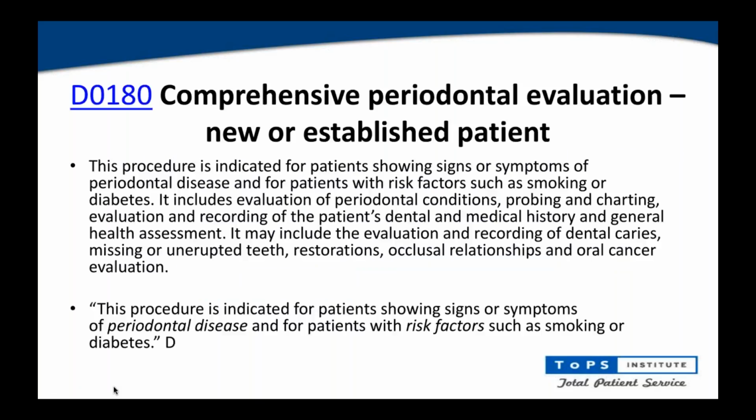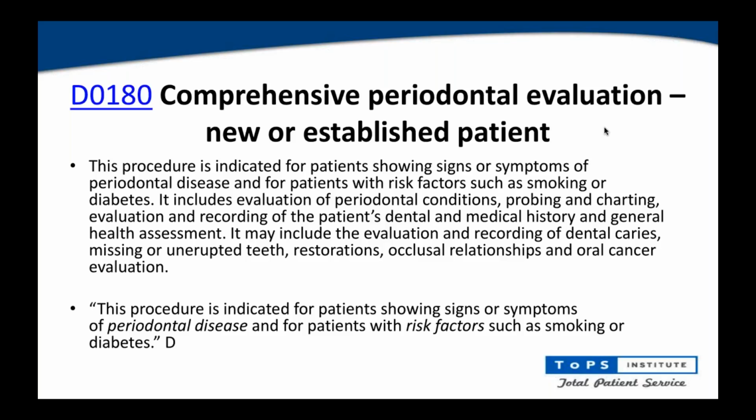So the D0180, this is just a great breakdown of when to use it. This procedure indicates a patient showing signs and symptoms of periodontal disease, or a patient with a risk factor such as smoking or diabetes. So a new patient presents and they have either periodontal symptoms or they're smokers and/or have risk factors. Instead of utilizing that 0150 that we've all gotten so comfortable with, this would be the appropriate code to use.